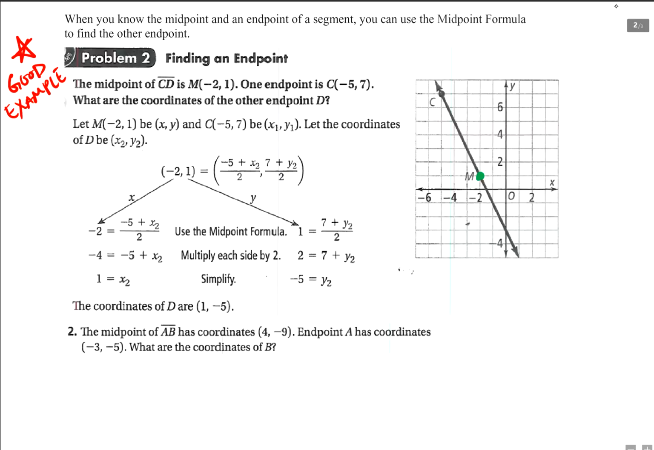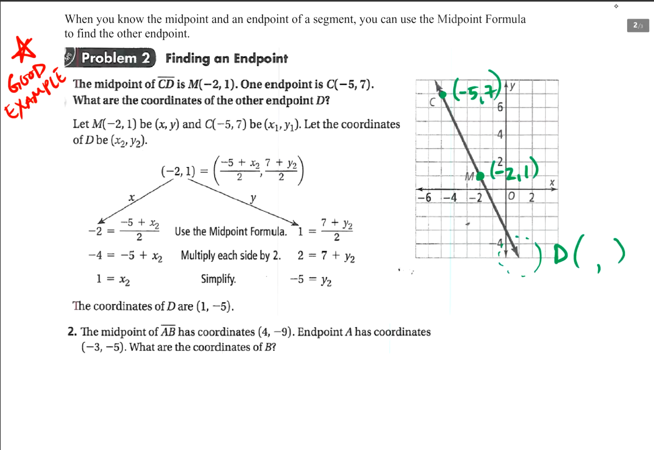So we know the midpoint. It's at -2, 1. And one endpoint, C, is at -5, 7. We want to know the coordinates of the other endpoint. So we know that D is down here somewhere. We follow the exact same rules. It doesn't matter what your rules are.